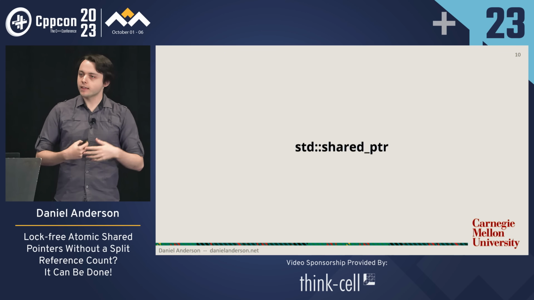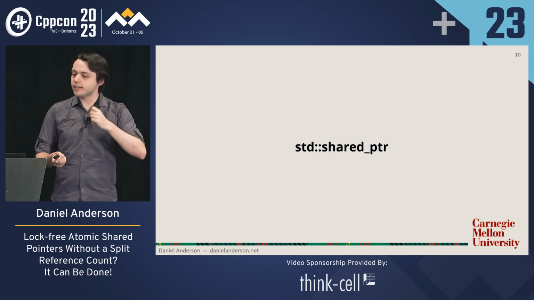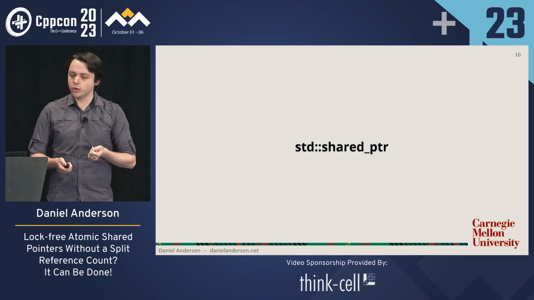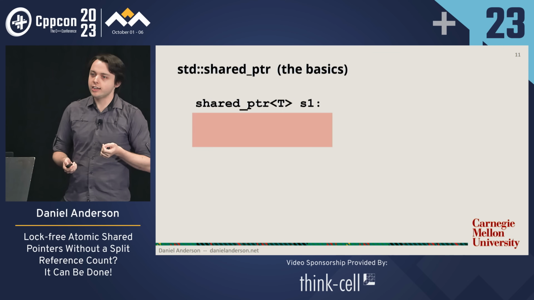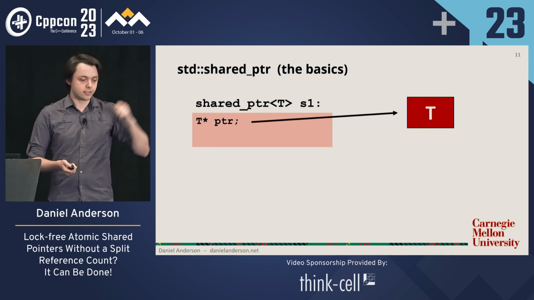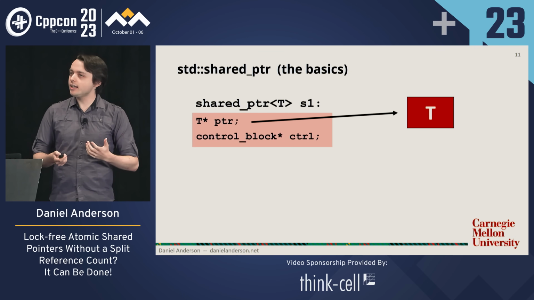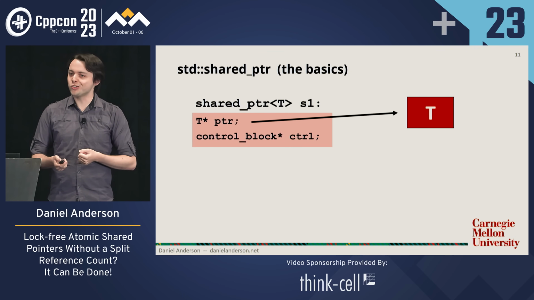Okay, so we want to talk about lock-free atomic shared pointers, so let's refresh. What is a shared pointer and roughly how does it work? So a shared pointer of type T holds a pointer to an object of type T. There it is. What else does it do for us? Well, in order to facilitate memory management, it has this thing called a control block.